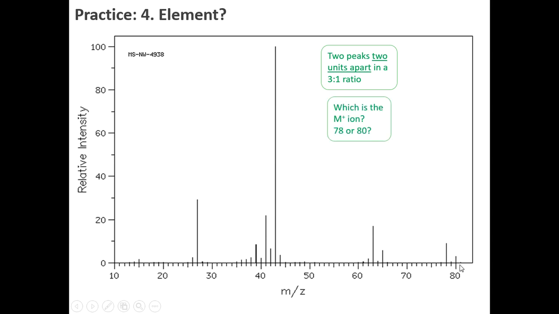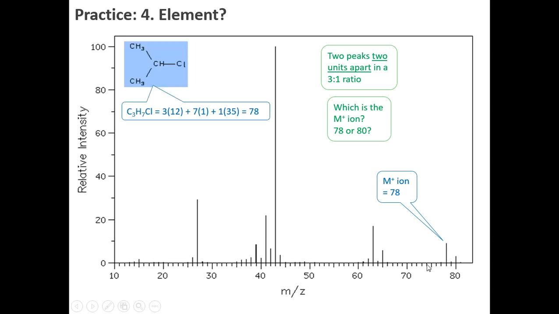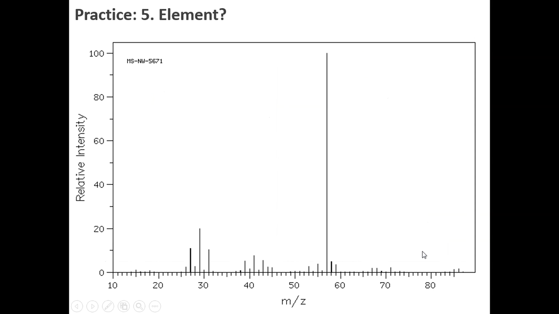Now if we have a look here, we can quite clearly see that chlorine is present because of that 2 units apart, 3:1 ratio. Remember, the lower one is your molecular ion peak, so the molecular mass is 78 and not 80. And there's our compound. So chlorine is present, but not nitrogen because it is an even number, and not bromine because it's not in a 1:1 ratio, 2 units apart.